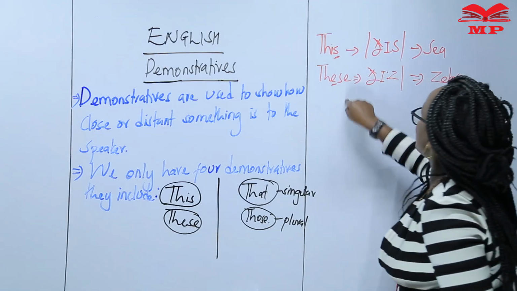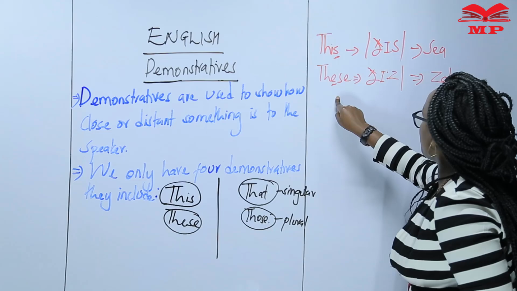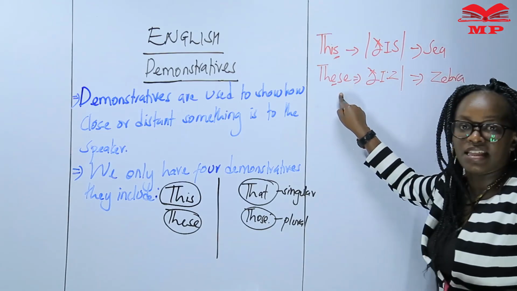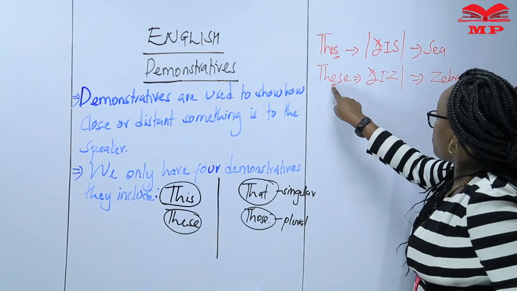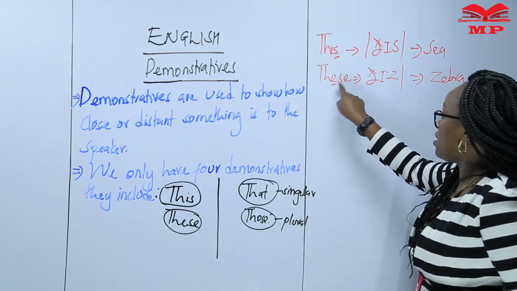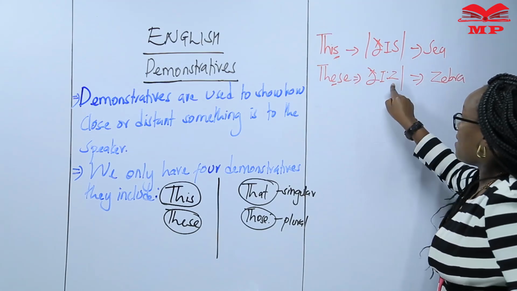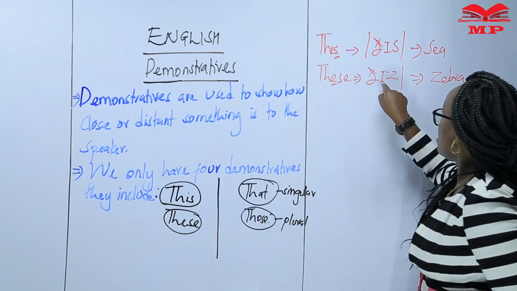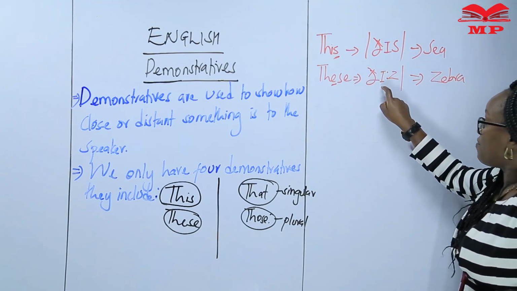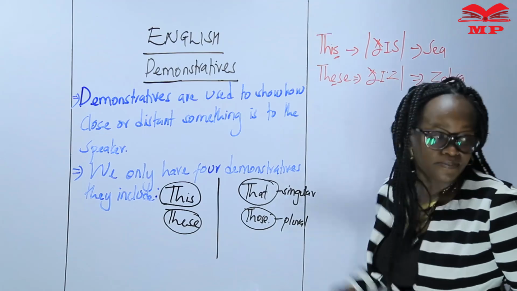Therefore, this becomes this, and then this one becomes these. There's that Z sound at the end. Of course, I've explained why: because the S is in between two vowel sounds. Therefore, it actually forms this vowel. And then this E here actually forms a long vowel I.